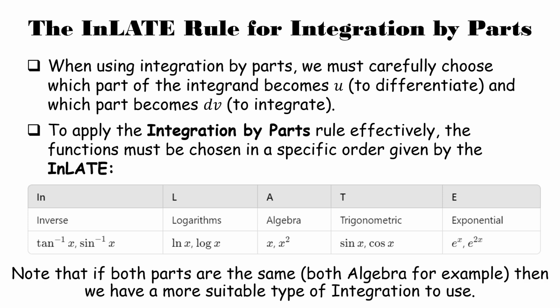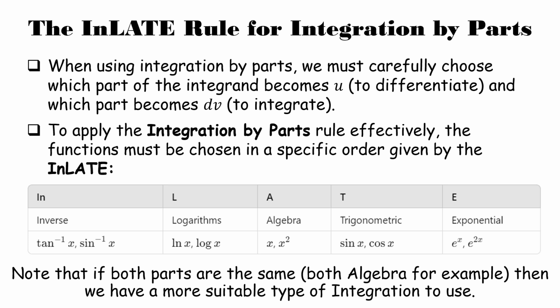So just a little note on this. If both parts are the same, and where we probably see this the most is algebra, so if there are two algebra parts, then although integration by parts will generally work, it is definitely not the easiest way to work, and we have a more suitable type of integration. So make sure that when you see a question, you will generally, for us in applied maths, have two different types. So you'll have like an inverse and a logarithm, or a logarithm and an algebra piece, and a trigonometric piece and exponential.